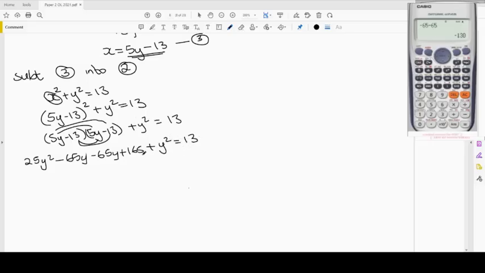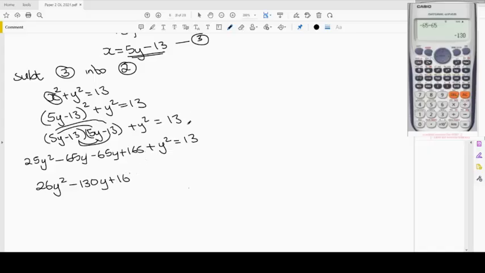Okay, so you can see that I have a quadratic trinomial, so you want to have everything on one side, 0 on the other side. But on the left hand side I can still simplify. I have 25y squared plus y squared. This is 26y squared, and then negative 65y minus 65y. This is negative 130y, and then I have 169.